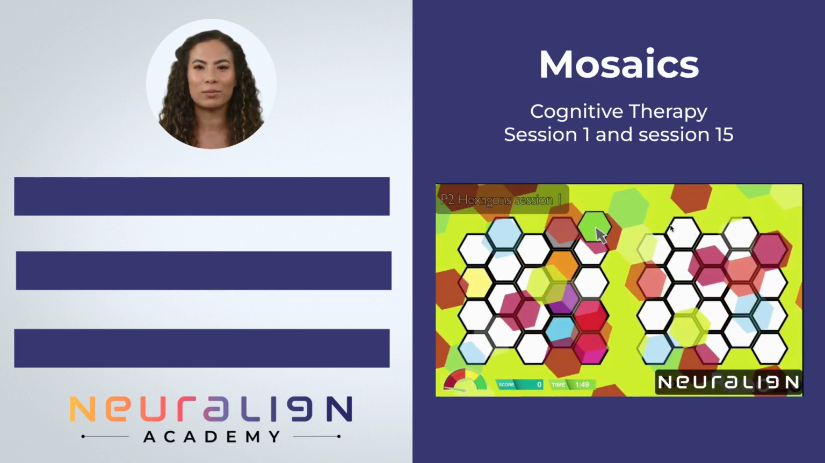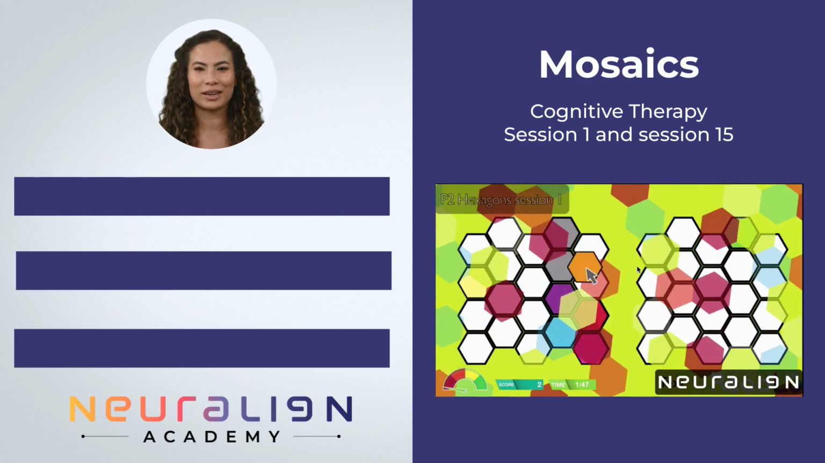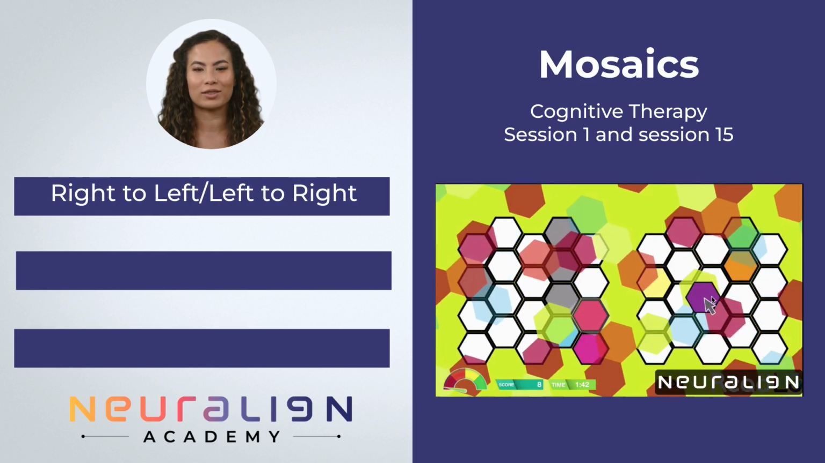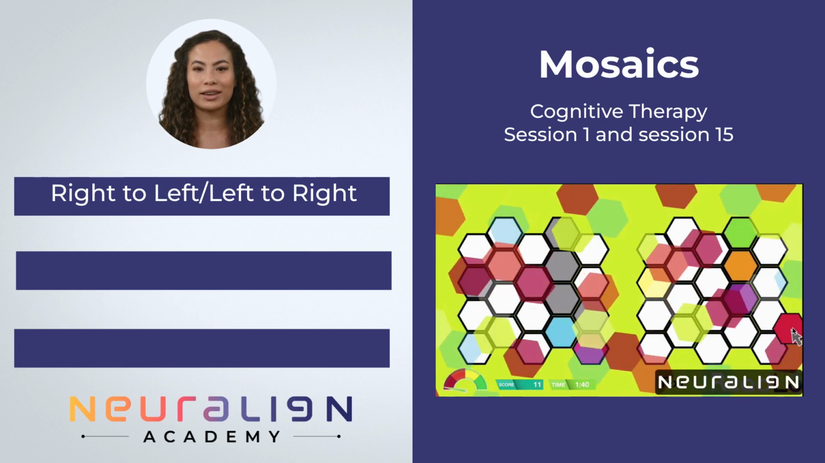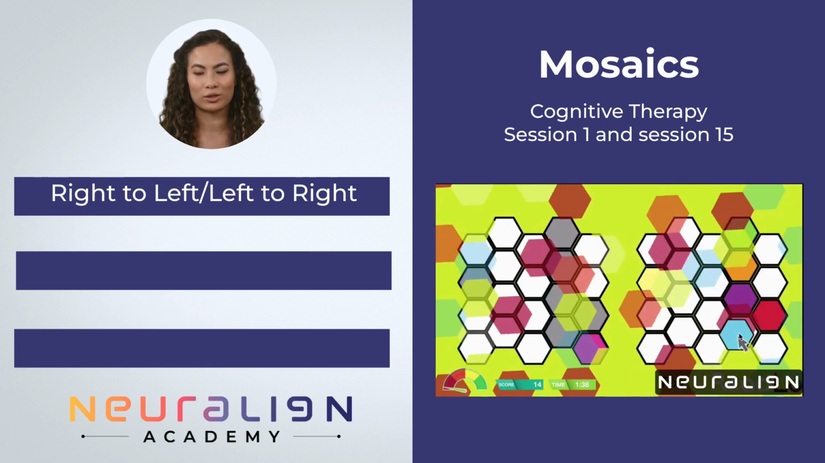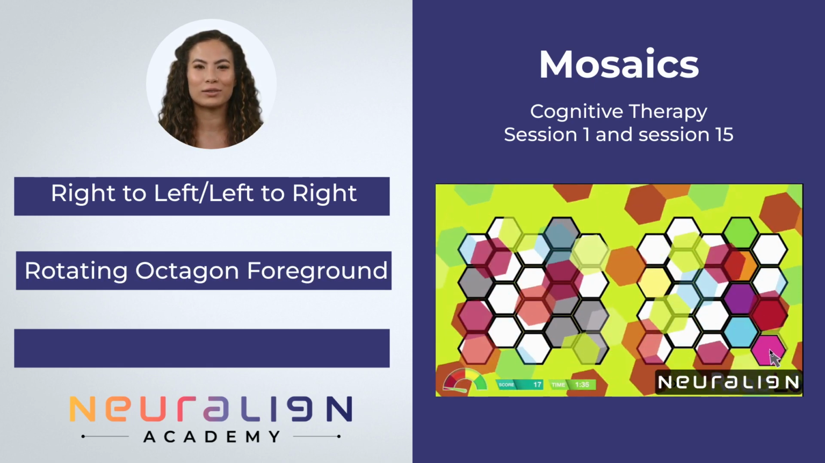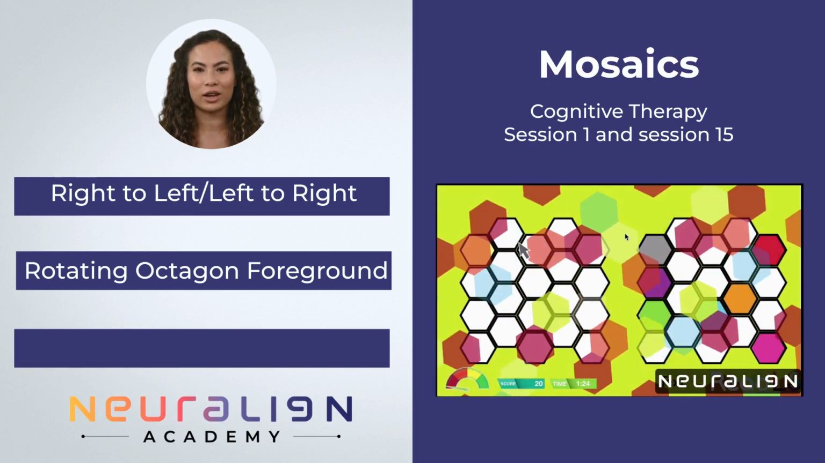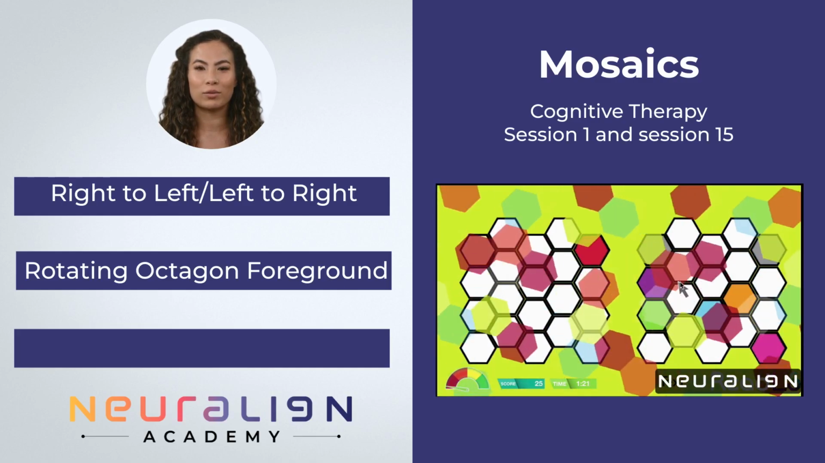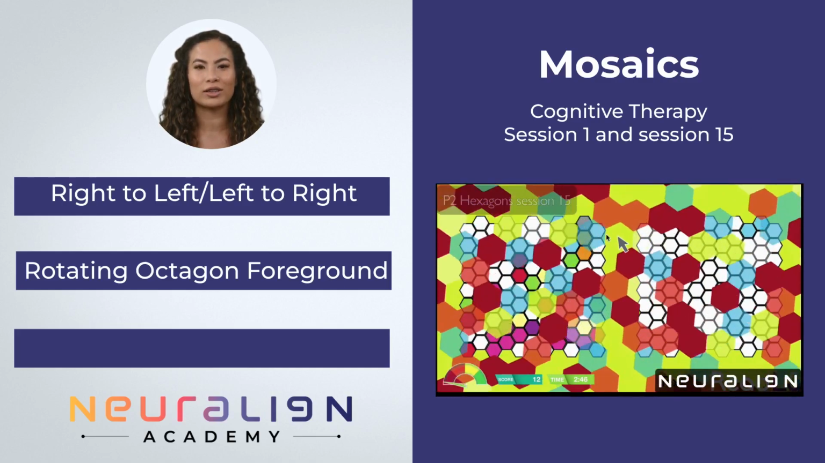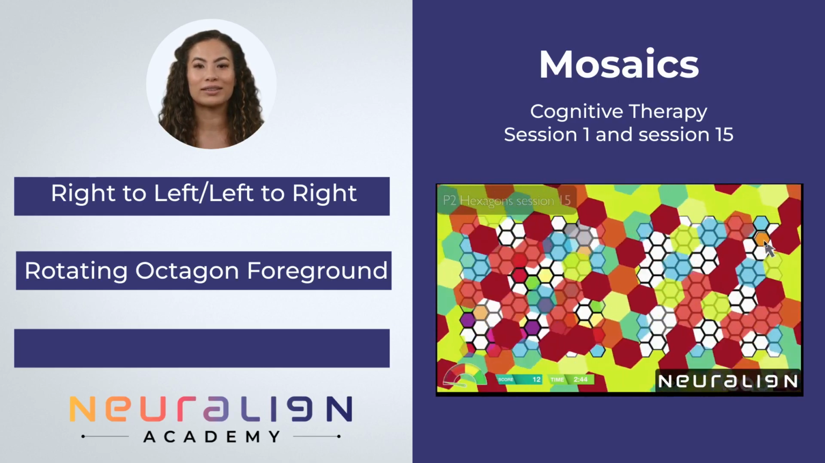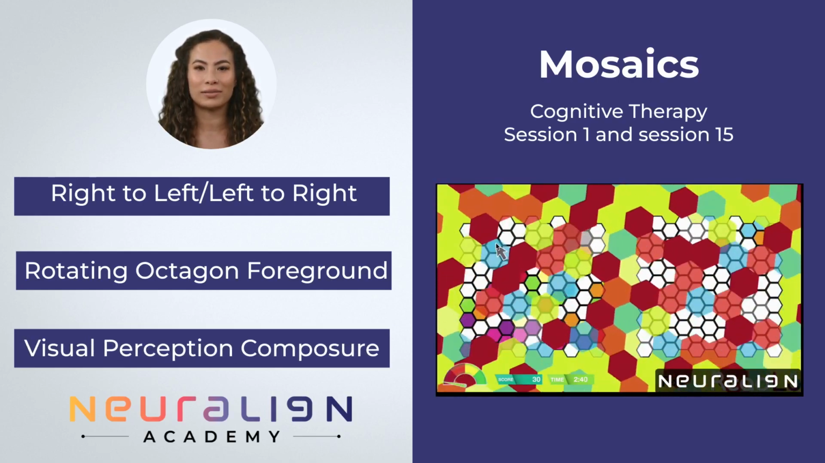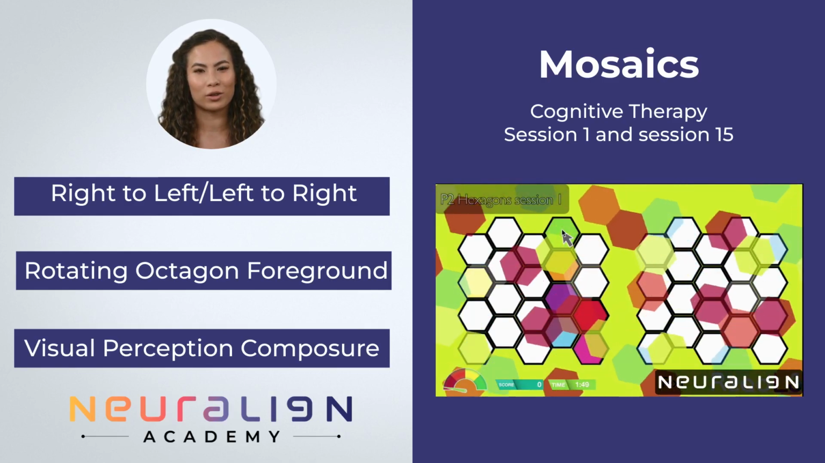The Mosaic game is in all levels. Mosaic targets right to left and left to right movement. This fine-tunes saccadic eye movement, tracking, and convergence. The rotating foreground addresses the vestibular component and ocular eye movement and orientation. It also targets central vision and peripheral vision, because the octagons are working in front of the mosaics. Visual perception, composure, and visual closure are also targeted. Visual closure is required for speed reading.